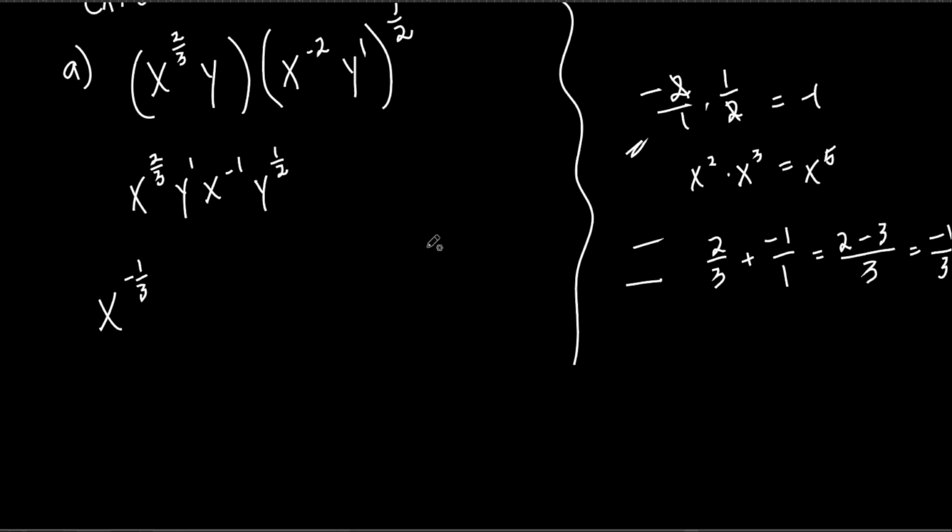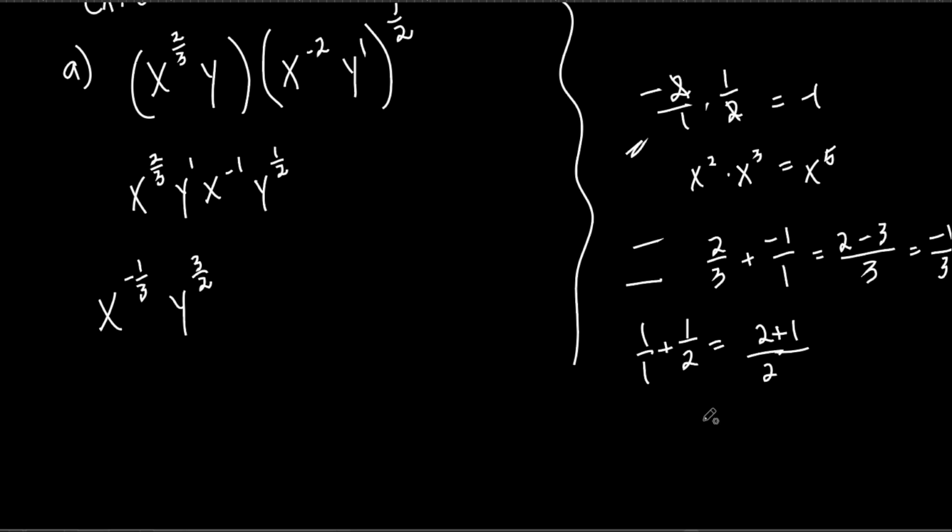So let's add those together, right? You add the 1 and the 1/2. So it's 1 plus 1/2. What's 1? It's 2 over 2, isn't it? Plus 1 over 2. Everybody see that? So what do you get? 3 over 2. So this is going to be y to the 3 over 2 power. It looks like we're done, but we can't have a negative exponent. So we're going to have to do something with that negative exponent.